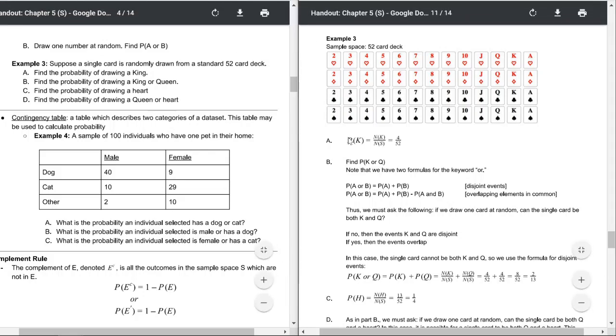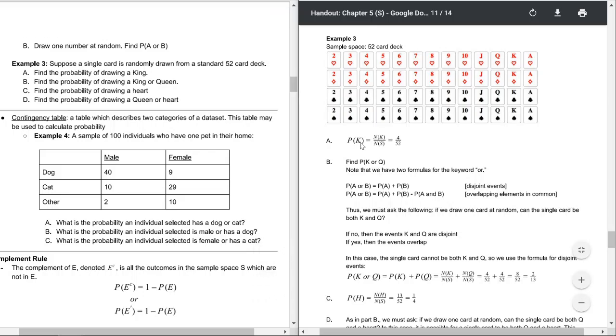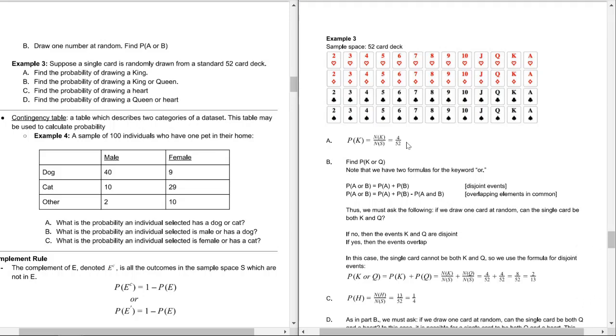So here, the probability of king is equal to the number of kings over the number in the sample space. So the number of kings, here we can count 1, 2, 3, and 4. So we have 4 in the numerator. And the number in the sample space, that's overall 52. So 4 out of 52, 1 out of 13, we can also reduce that to its decimal form as well.